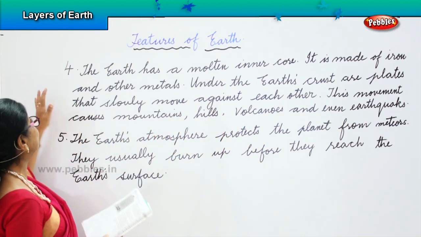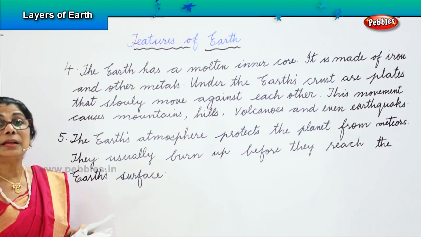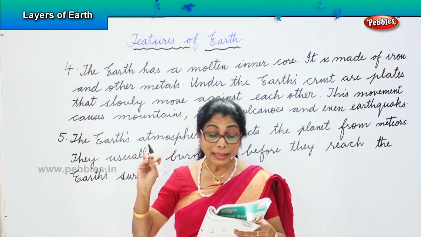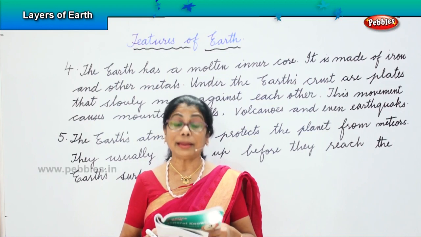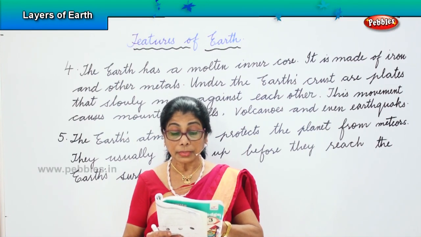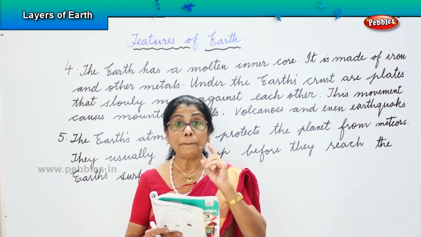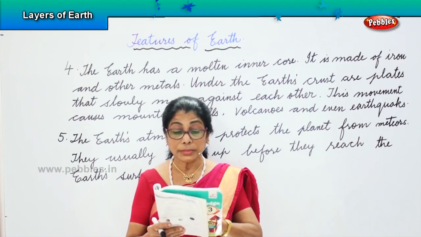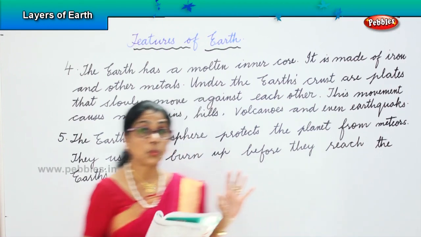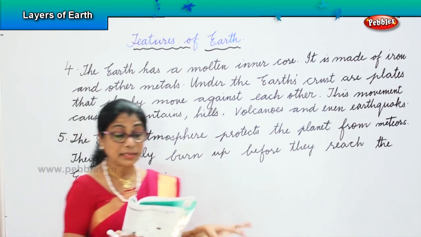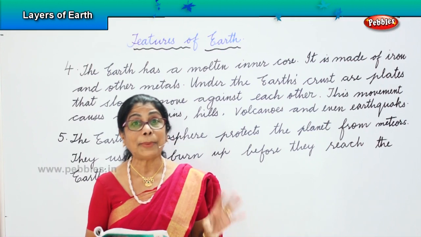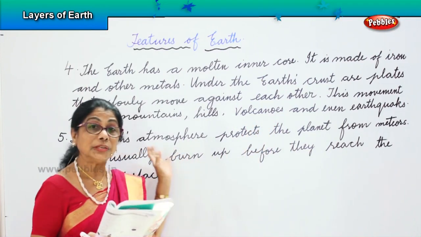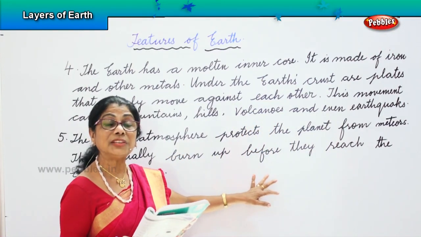Okay, so now let's look at the fourth and the fifth, most important features of the earth. Fourth one, earth has a molten inner core made up of iron, nickel, and other metals. Under the earth's crust are plates that slowly move against each other, forming mountains, hills, volcanoes, and even earthquakes. The last feature of the earth is that the earth's atmosphere protects the planet from meteors. That's very important. These meteors usually burn up before they reach the earth's crust.